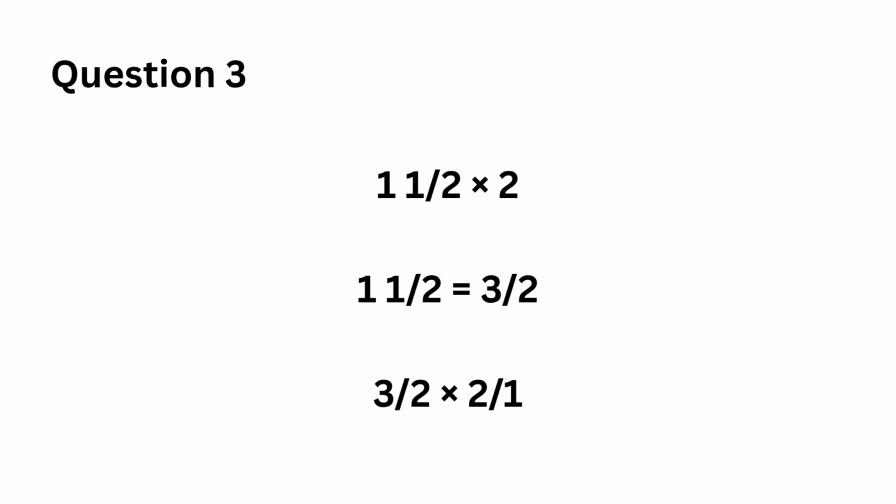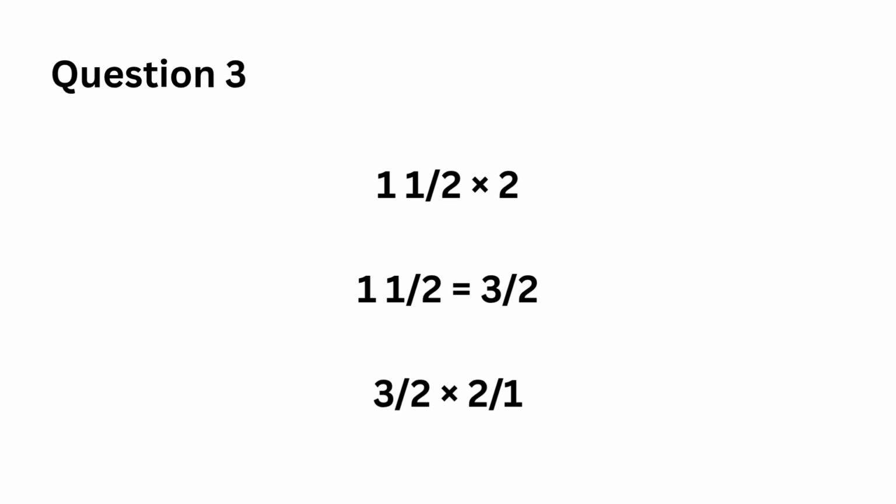So our question 3 says 1 whole number 1 over 2 times 2. You can see 1 whole number 1 over 2 is a mixed number, so we first convert that to an improper fraction. That's the whole number times the denominator, 1 times 2 is 2, plus 1, the numerator is 3. That's how we get 3 over 2. So we convert 1 whole number 1 over 2 to 3 over 2.